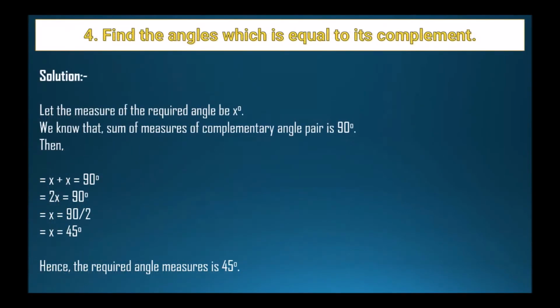Next is find the angles which is equal to its complement. Let the measure of the required angle be x. So we know that sum of measures of complementary angle pair is 90 degree. So x plus x equals 90 degree. So 2x equals 90 degree. So x equals 90 upon 2. x equals 45 degree. Hence the required angle measure is 45 degree.